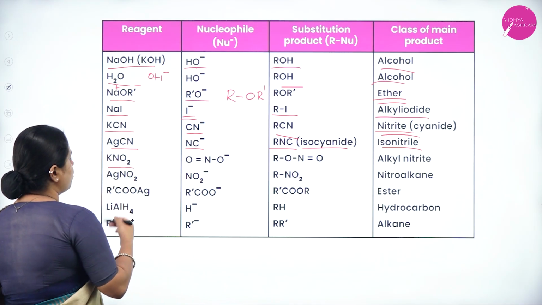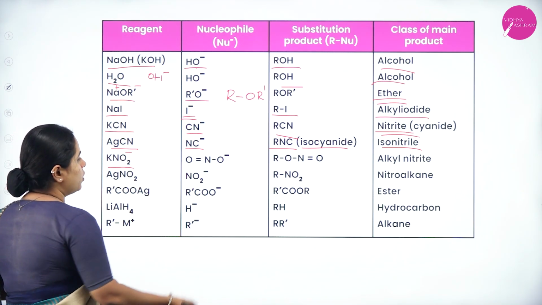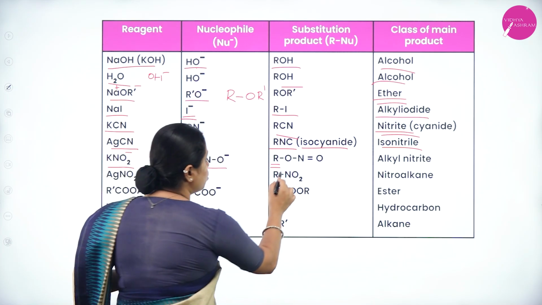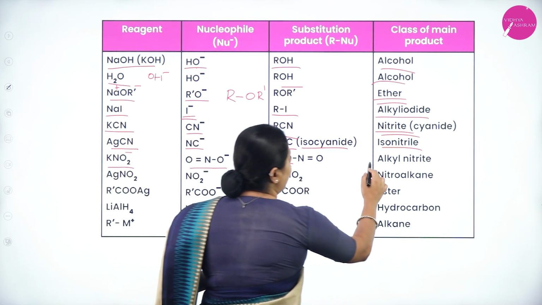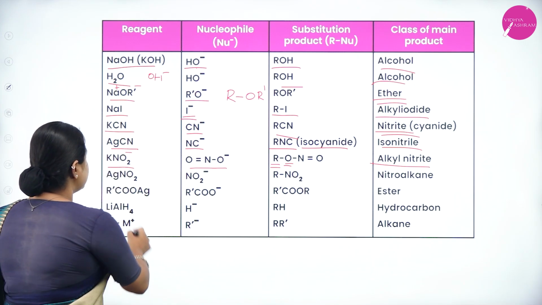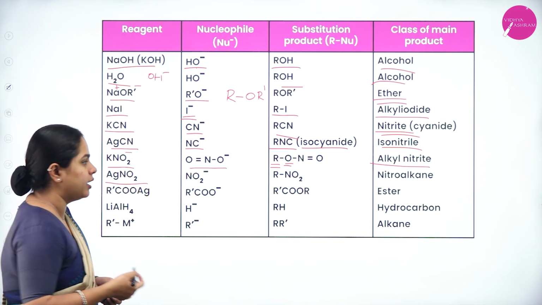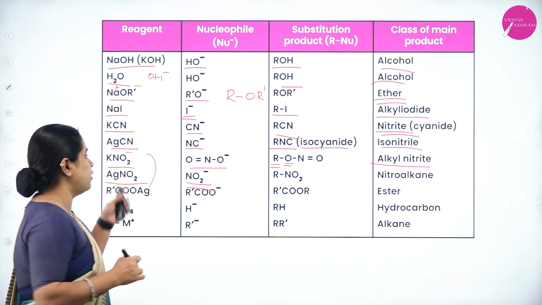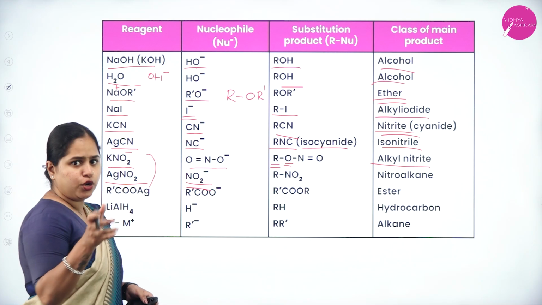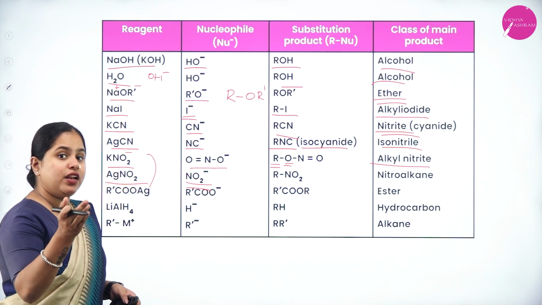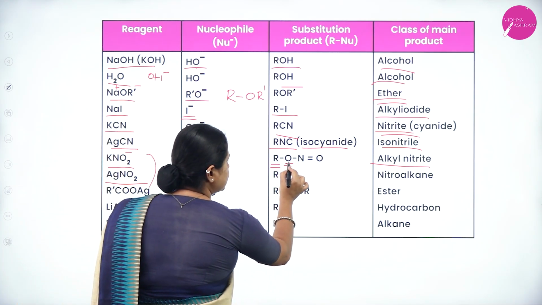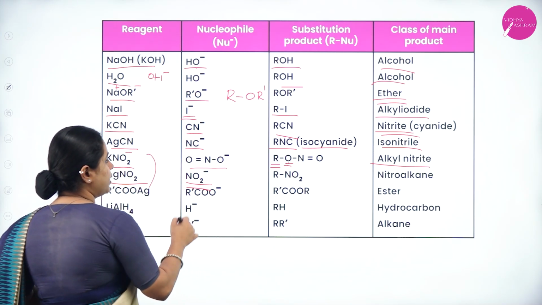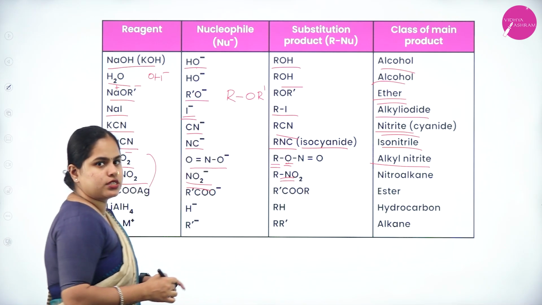Next one is KNO2. Of course, here it will be NO2 minus, that is O-N-O minus. It will attach to the alkyl group through the oxygen atom. Then you will get an alkyl nitrite. The next one is AgNO2. If you are using silver nitrite, here the nucleophile is NO2 minus. Again, you have to see the difference here. If you are using KNO2, the NO2 minus, your nucleophile, will attach to the alkyl group through oxygen. You can see here, it is through oxygen. But if you are using AgNO2, it will attach to the alkyl group through nitrogen. So this is the difference.